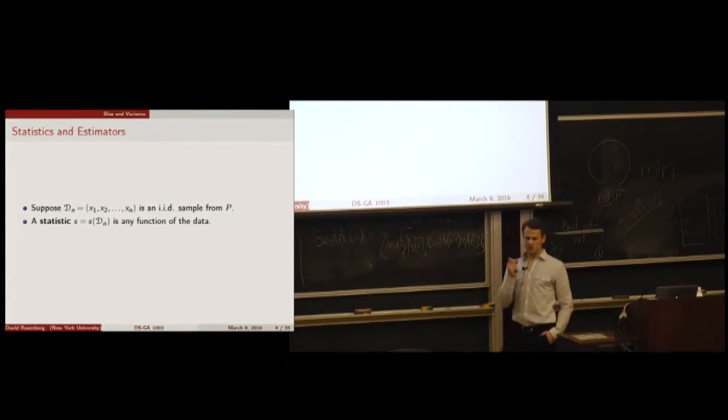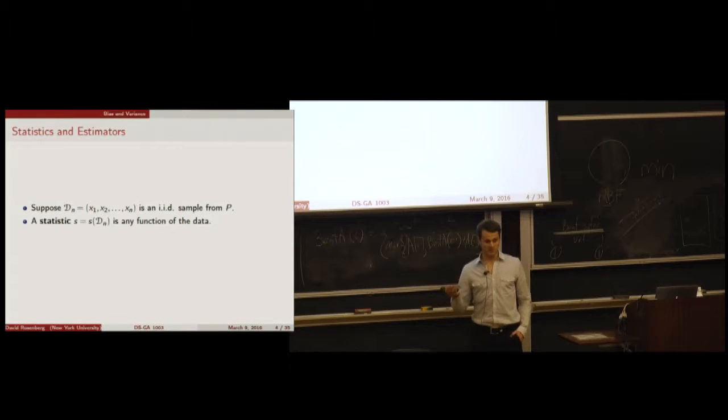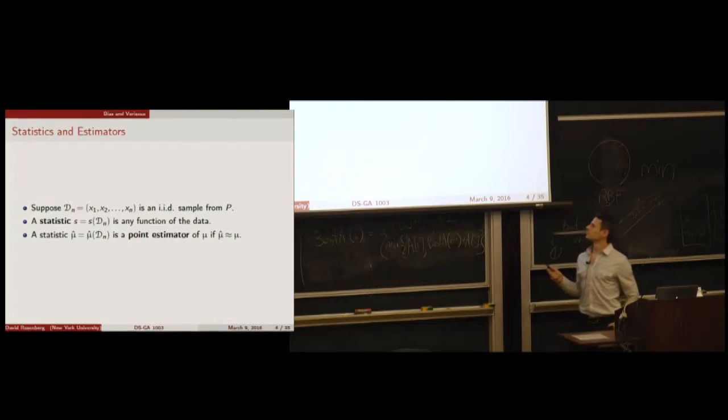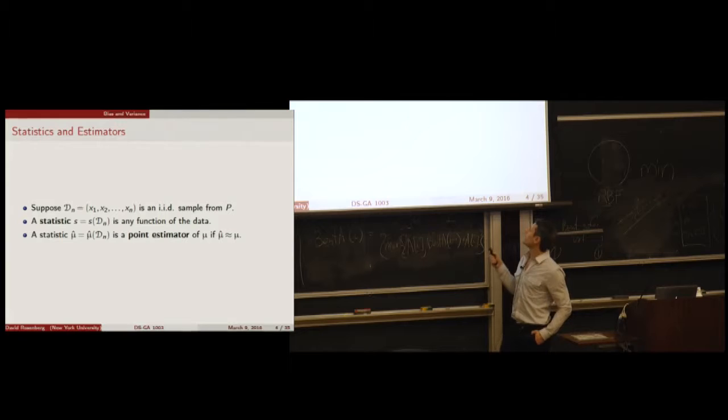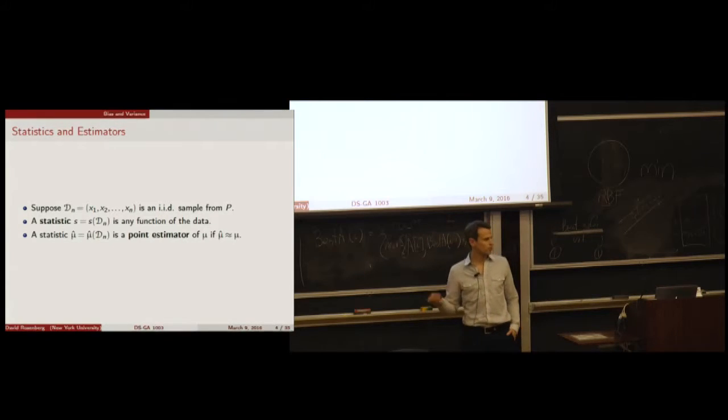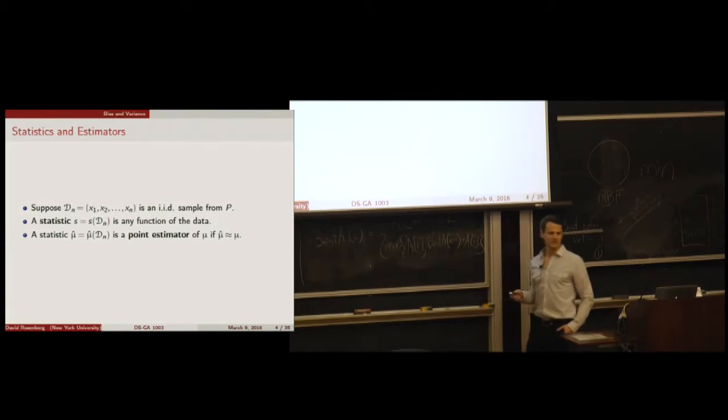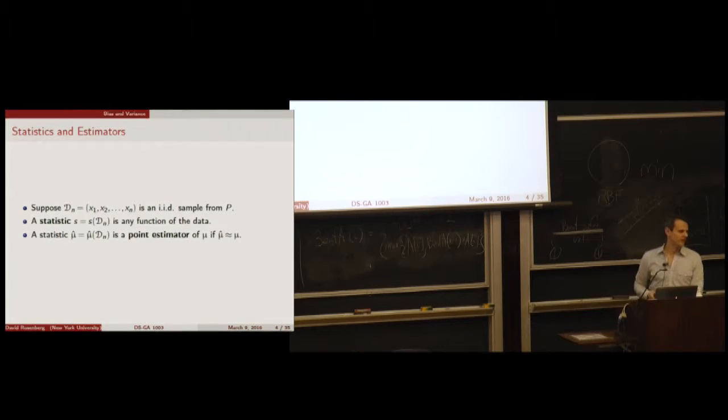A statistic gets a special name if its purpose is to estimate a parameter. And we say a statistic mu hat, say, which is a function of the data, is a point estimator of mu, which is a function of the distribution generating the data, if mu hat is approximately equal to mu. But more or less, if we intend mu hat as an estimator of mu, then we say it's a point estimator of mu. Just a little bit of very general terminology for you guys.